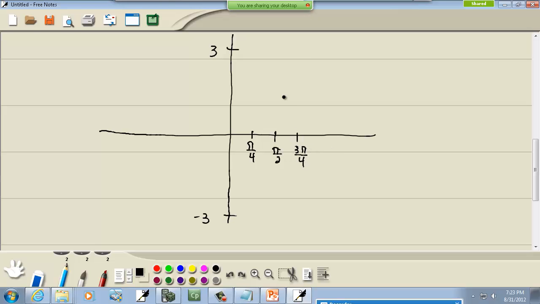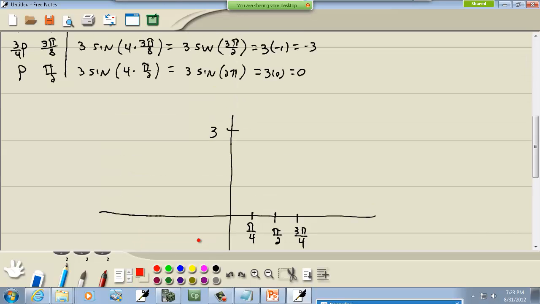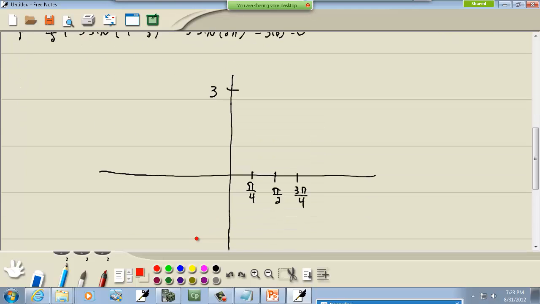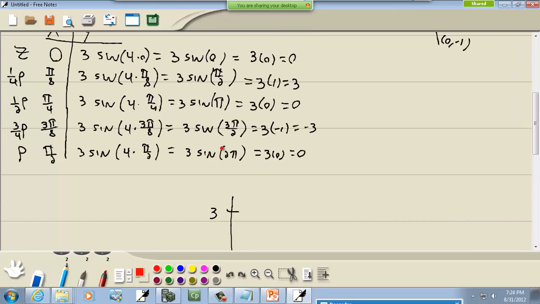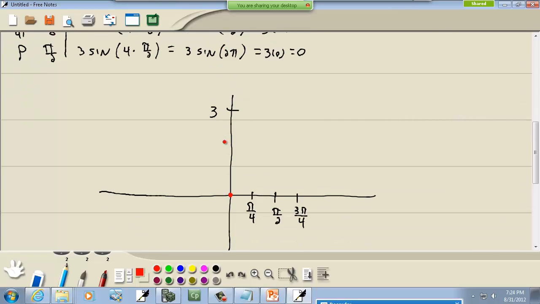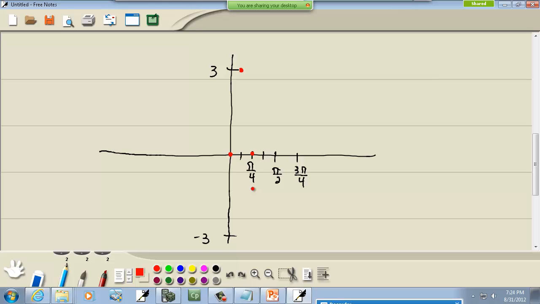We'll come back to that. Okay, let's plot our points. Our first one is 0, 0, which is that right there. Our next one is pi over 8, 3. Well, I didn't put the tick marks here, but pi over 8 would be here, and this is 3 pi over 8. So pi over 8 and 3. We're right there. Then we had pi over 4 and 0. And then we had 3 pi over 8 and negative 3. And then we had pi over 2 and 0.